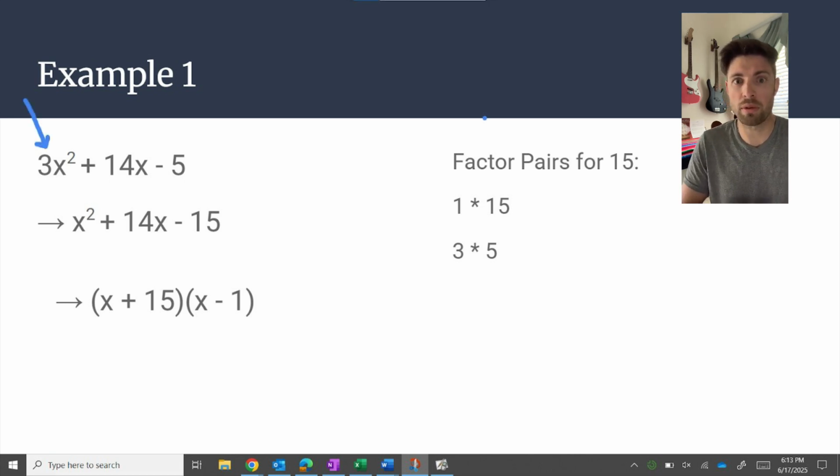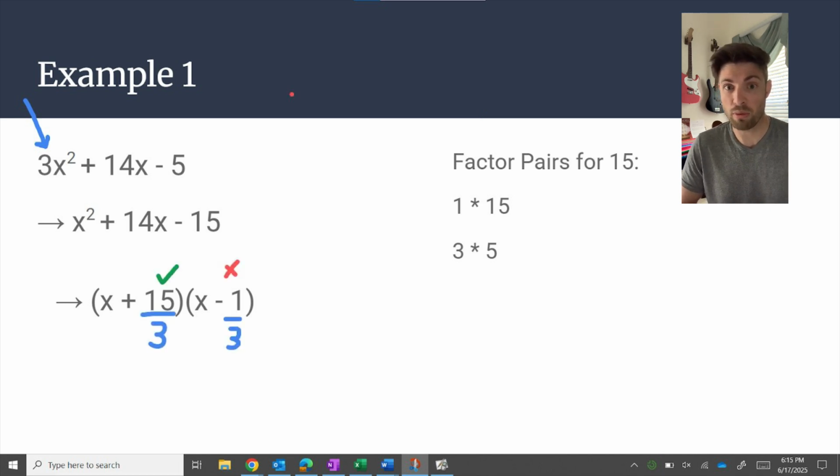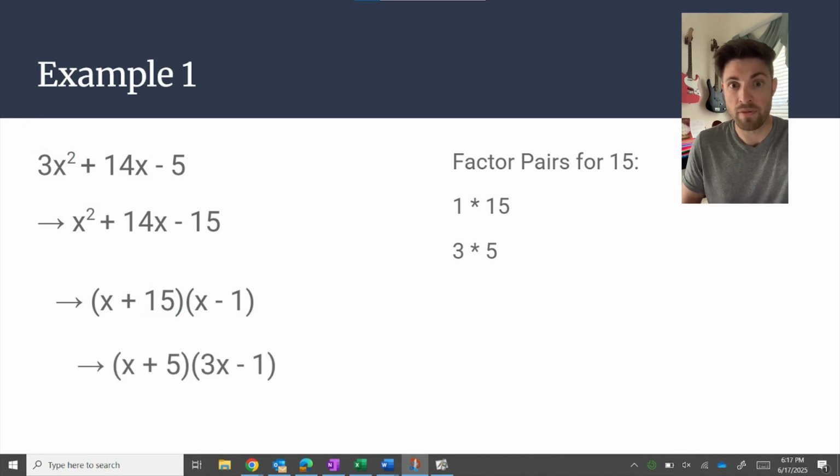Well now, what about the 3, right? What's the deal with that? How do we handle that? Well, this is where the little trick that they throw in comes in, right? So I want to check and see, are either of these numbers, 15 or 1, divisible by that 3? Okay, the 15 is divisible by 3, so we can divide it. The 1 is not, so we're not going to divide the 1. Instead, what they do is they take that 3 and put it in front of the x instead, like this, right? And once you have that, that is how you factor it.